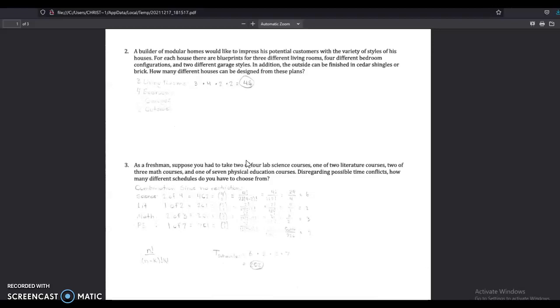Simple. We'll just go ahead and write down how many different plans for different rooms he has. So he has three different living room plans, four different bedroom plans, two different garage styles, and in addition, he has three different outsides, and those outsides are the cedar, the shingles, and the brick. So you just multiply all those together. 3 times 4 times 2 times 3, you get 72. So he has 72 different houses that can be designed from these plans.